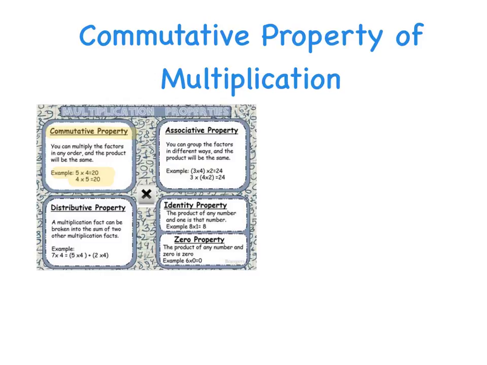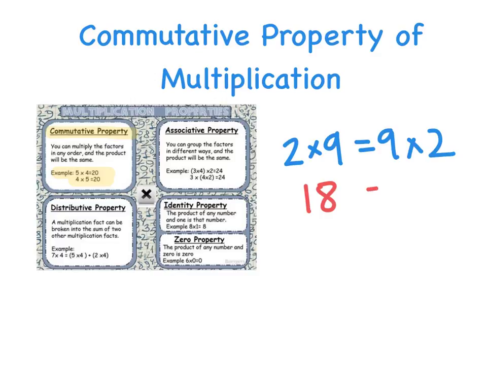Another example would be something like 2 times 9 and 9 times 2. Either way, I should get the same answer. 2 times 9 would be 2 groups of 9, so 9 plus 9, 18. 9 times 2 is 9 groups of 2: 2, 4, 6, 8, 10, 12, 14, 16, 18. So I still get 18. No matter what order you multiply factors in, you'll still get the same answer.